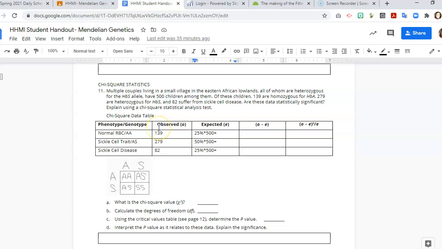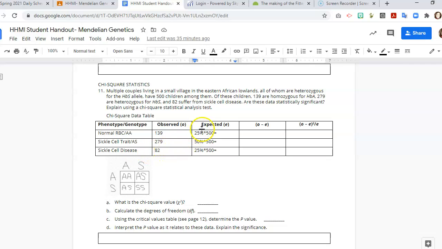Okay, the second column tells us what we observed. So those are the numbers that were given to us. So 139 of those children had normal red blood cells, okay, and they were homozygous for the AA trait, so they had normal hemoglobin. 279 had the sickle cell trait, so they had AS, and then 82 of them actually had the disease.